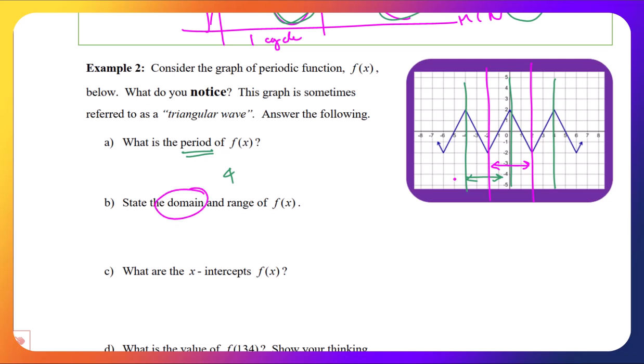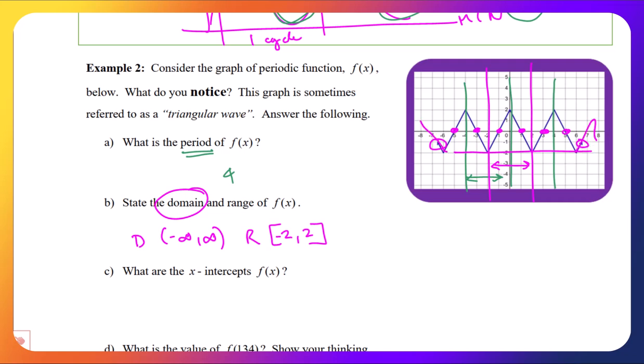Domain, how far left and right? We have arrows, so negative infinity to infinity. Range, bottom to top, from negative 2 to 2. Domain, range. The x-intercepts are at -5, -3, -1, 1, 3, 5, etc. Now, there's more than that because this keeps going.